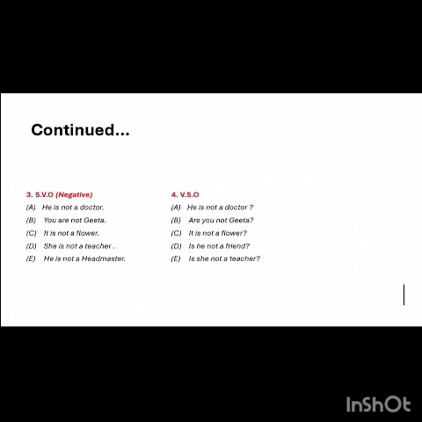Then next I have arranged subject, verb and object in a negative form, like he is not a doctor, you are not Geeta. And then the verb also came first, then the question will arrive, like is he not a doctor, are you not Geeta, like that.